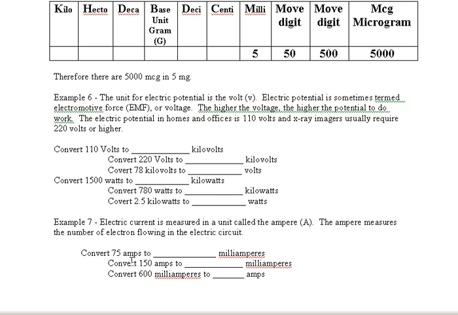Here's another base unit that you could see sometimes dealing with electricity, and that's amps. It says convert 75 amps to milliamperes. Well, milliamps. But either way, we're going to 75 amps. Amps is thought of as the base unit, and we're switching it to milliamps. So since we're moving to the right, you move the decimal to the right 3 places, and that would be equal to 75,000 milliamps. How about 150 amps to milliamps? Well, move it to the right 3 places. You get 150,000, and this to amps would be 600,000.